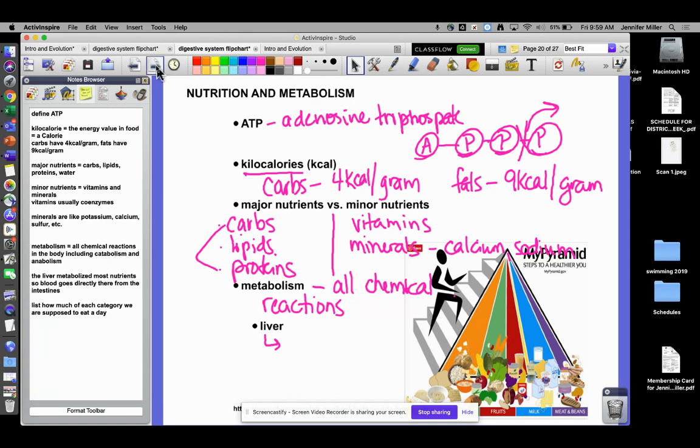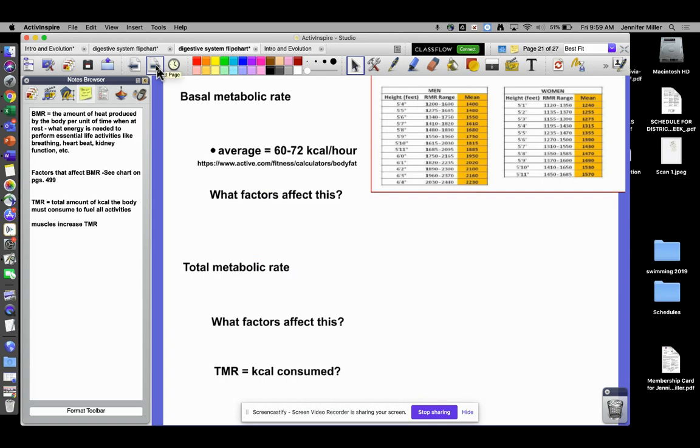So now some measurements of different metabolic rates. We have a basal metabolic rate.